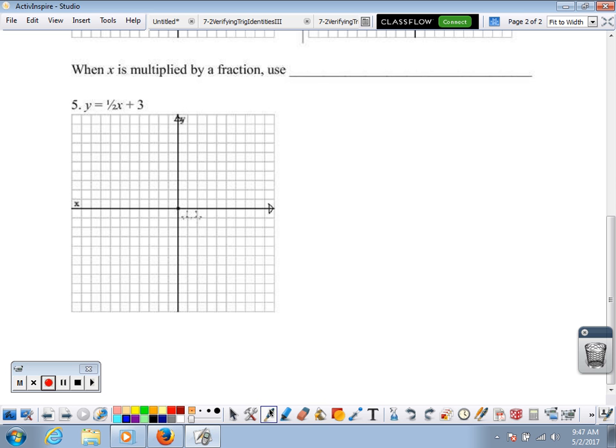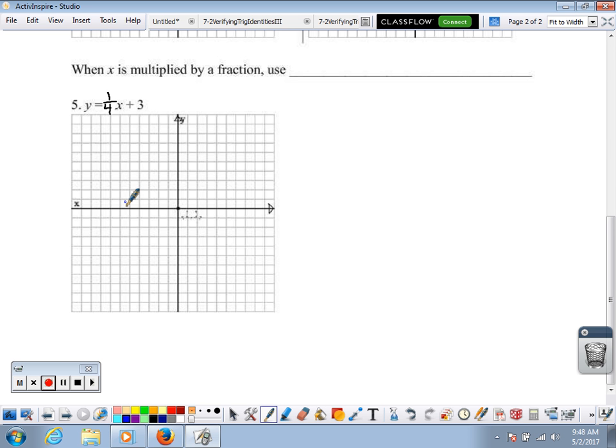Okay, let's take a look at number 5. On number 5, we see something just a little bit different. We have a fraction for our slope. I'm actually going to change that fraction just a tiny little bit. So instead of y equals 1/2 x plus 3, I'm going to make that y equals 1/4 x plus 3. No particular reason, just because I wrote the question and I'm deciding to edit it.